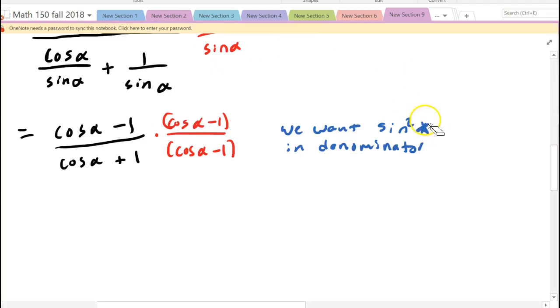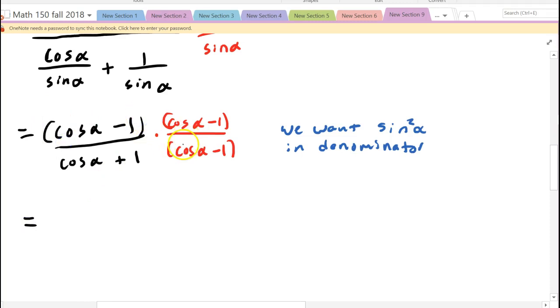It's supposed to be an alpha. All right. So why did we do that? Because we want sine squared in the denominator here. So I think it actually works out to negative what we actually want. So in the numerator, it's going to be cosine alpha minus 1 times cosine alpha minus 1.